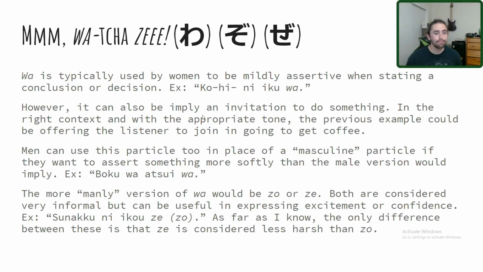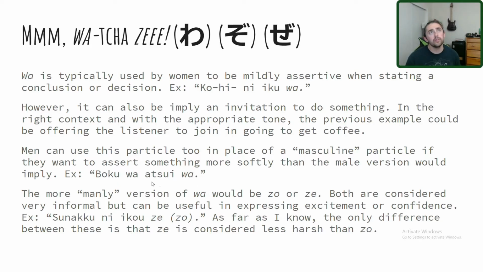Now, lots of men can use this too. This is another gender neutral one. They can use it if they want to not be as assertive as sa. Like if a man wants to be mildly assertive, then they can use the wa particle too. So they could say like, boku wa atsui wa. So I am hot, right? I'm a hot boy. Boku wa atsui wa.